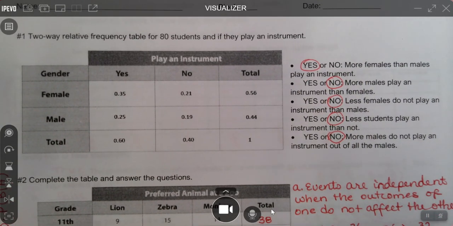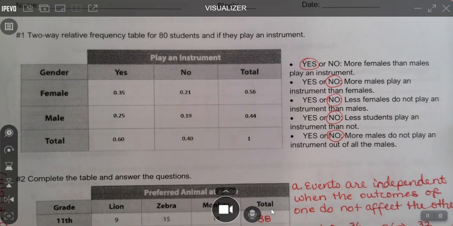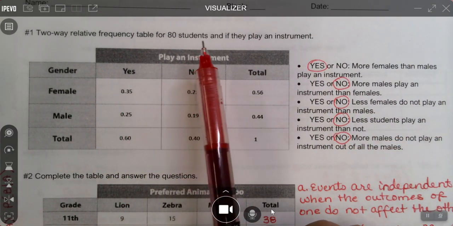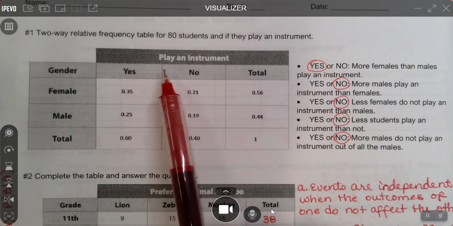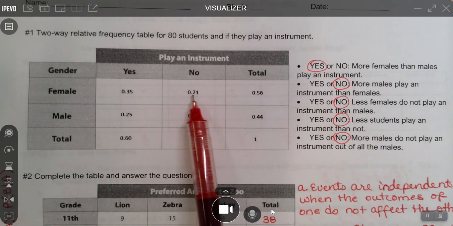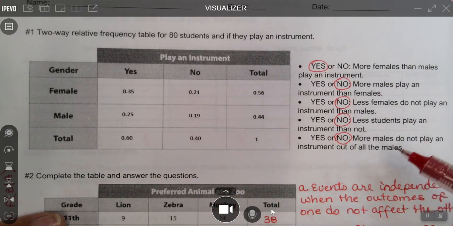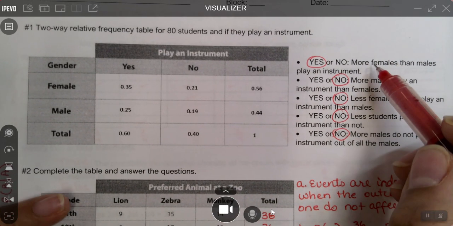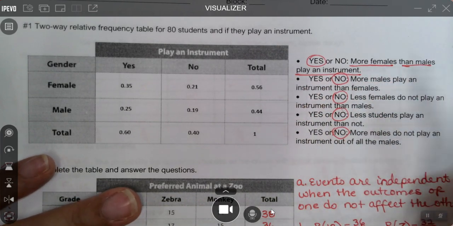All right, so this is going to be a quick video of the solution to the study guide. We discussed this one in class. We have a total of 80 students, and whether they play an instrument or not. And we have the females, the males, and these are just the totals of the columns and rows.